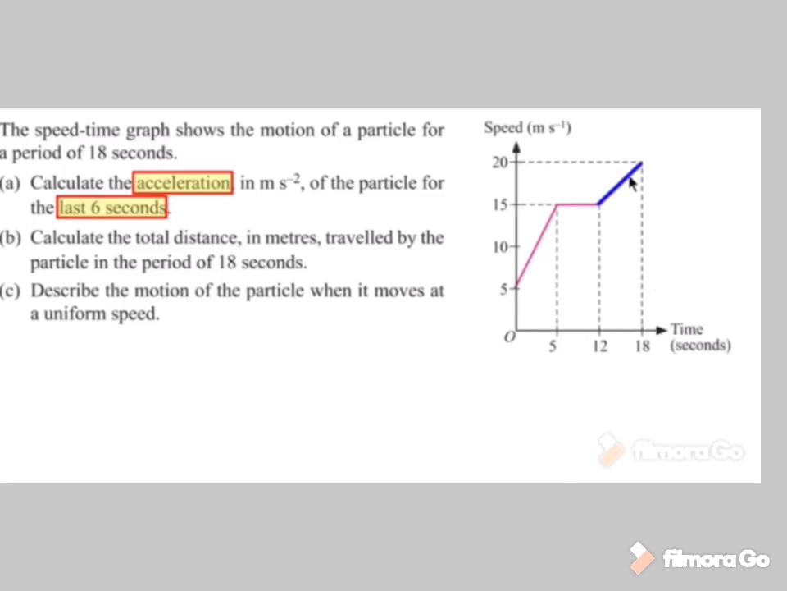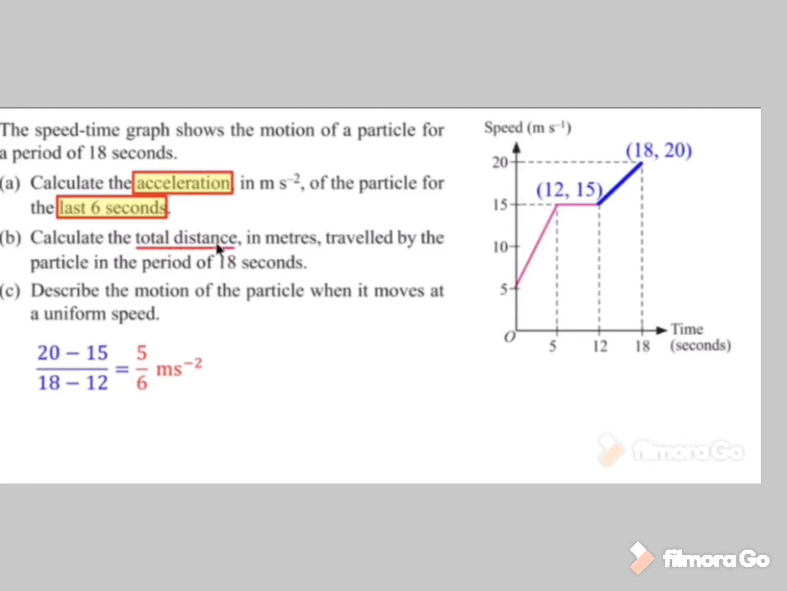Last 6 seconds. Please highlight that part of the line in blue. After you color, label the points 12, 15, 18, 20. Then you just find the gradient for the blue line, and the gradient is 5/6 meter per second per second. Remember, ms^-2. For acceleration or deceleration, the unit is meter per second per second.